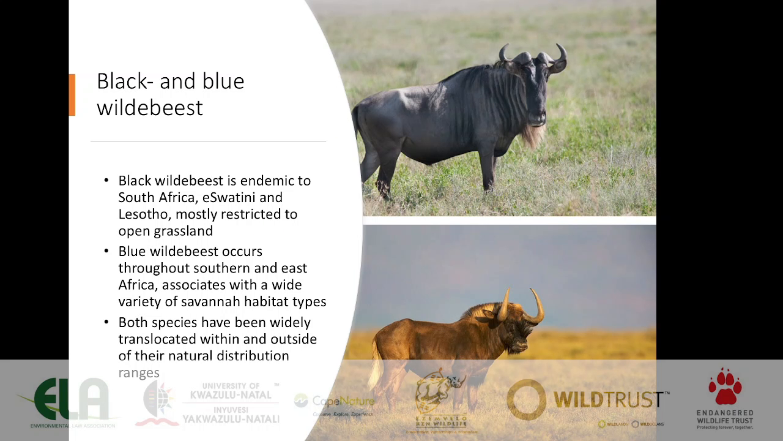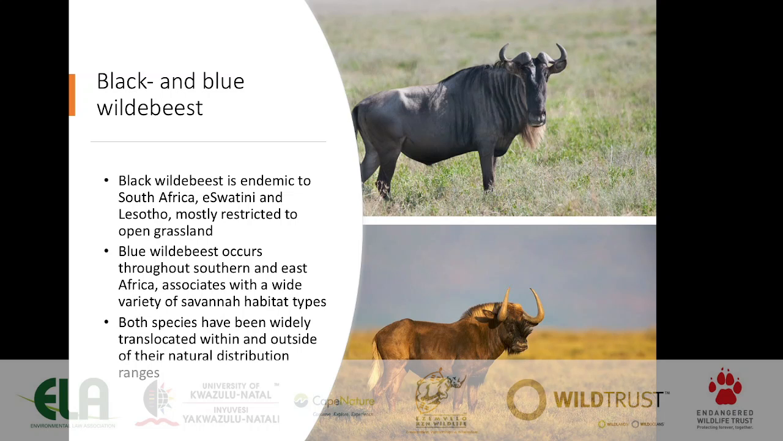Black wildebeest are endemic to South Africa, Eswatini and Lesotho, and they have been introduced into Namibia and Botswana. They were brought back from the brink of extinction in the early 1900s, whereas the blue wildebeest occurs throughout southern and East Africa. In South Africa, the historical ranges of both species are largely distinct, with black wildebeest normally restricted to open grasslands, while blue wildebeest are normally associated with a wide variety of savanna habitat types. However, the geographical ranges of both species did formerly overlap in a number of areas.